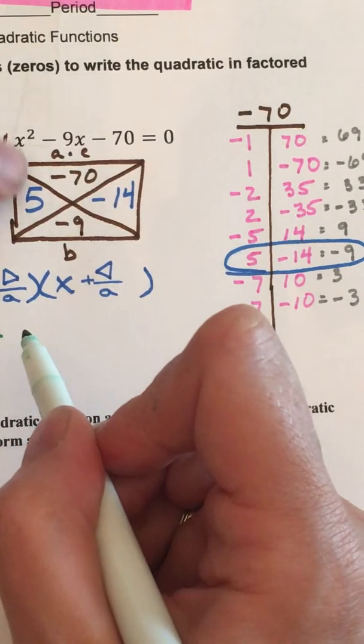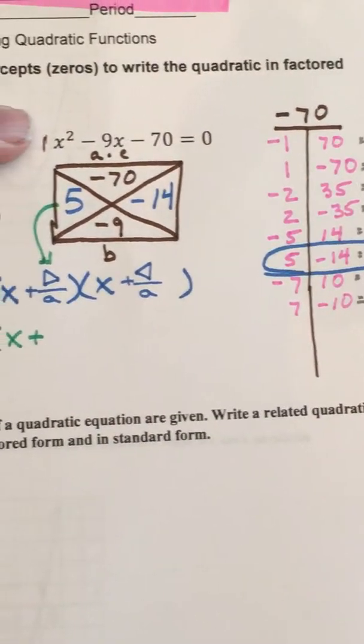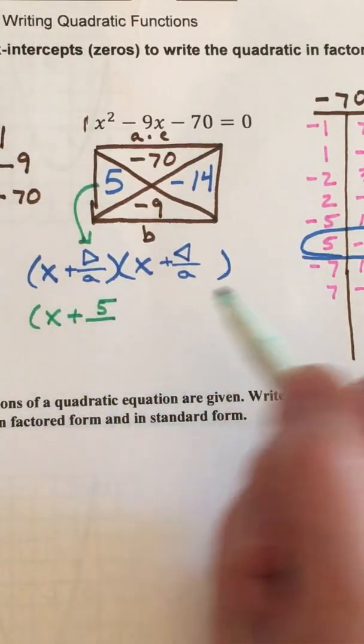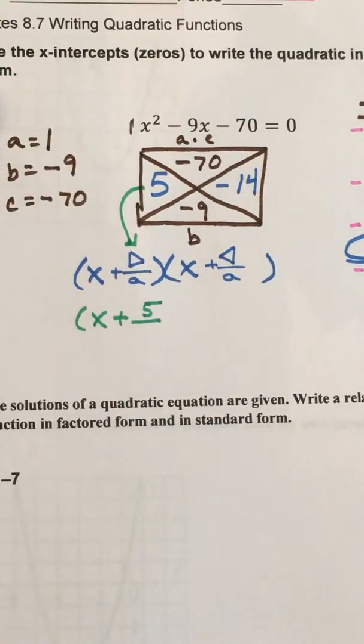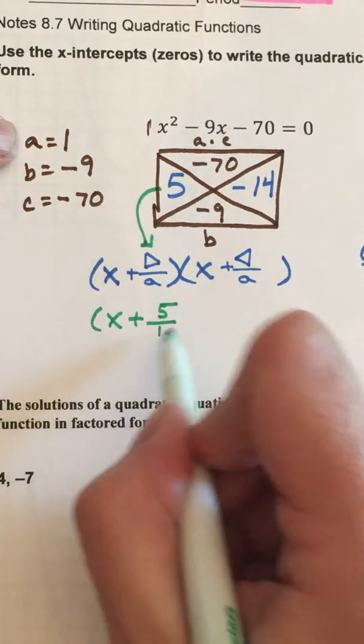X plus, so this wing, well, that's 5. Oops, there you go. Sorry about that. 5 over A. What A? That one, right there. Oh, it's just 1.